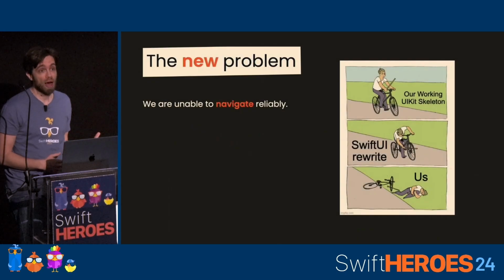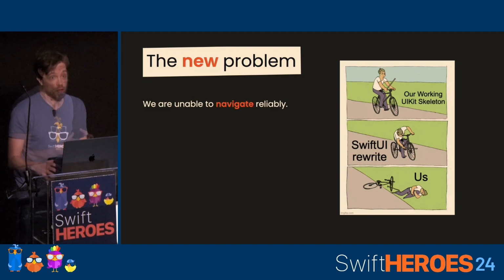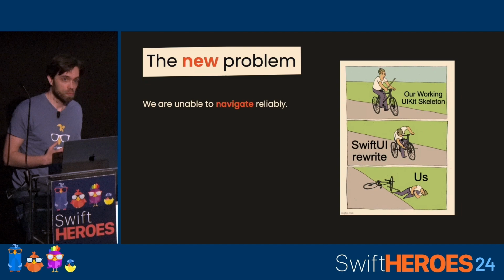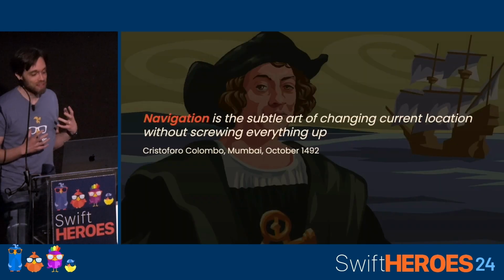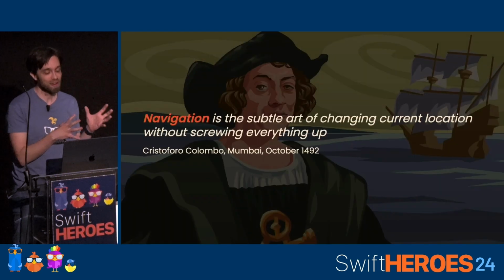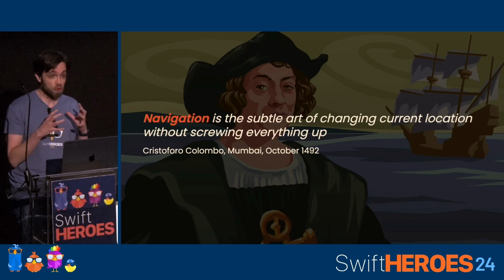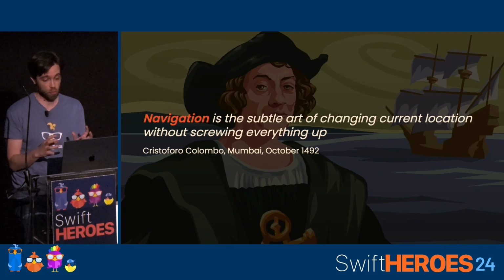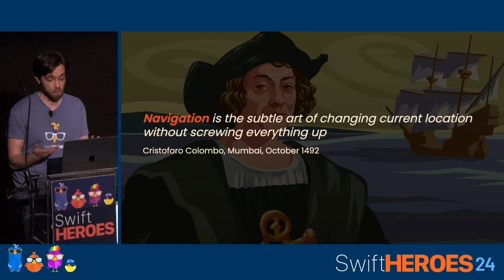Now, as soon as we moved to SwiftUI from UIKit, which is something I forgot to mention, we started to migrate our constraint base to the SwiftUI new framework. The migration was really smooth. It's a really good experience. But the problem we have now, that we had through this year, is that the navigation of our application wasn't reliable enough for us. The navigation is the subtle art of changing the current location without screwing everything up, meaning that you need to go from one place to another and focus on the way you are transitioning between screens, because it's easy to define the starting point, it's easy to define the destination, but what happens in between, it's the thing that we are trying to focus on for today.